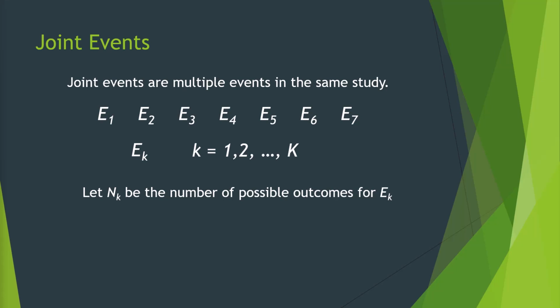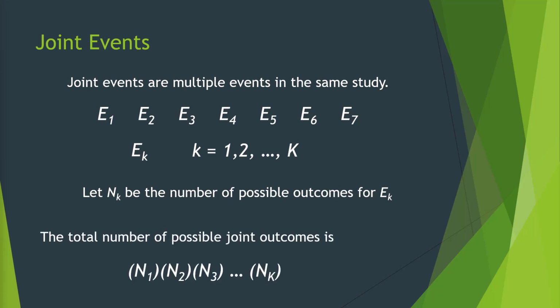Now suppose that we would like to calculate the total possible number of outcomes. The total number of possible joint outcomes is simply the product of those n's. So how many possible outcomes there are for the first event, how many possible for the second, how many possible for the third, they're all multiplied together all the way up to however many possible outcomes there are for the last event.